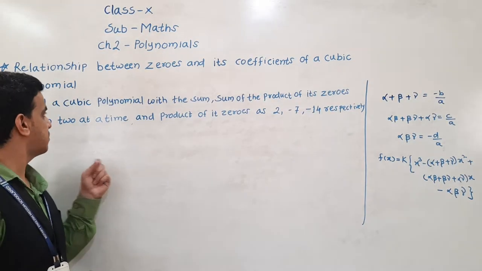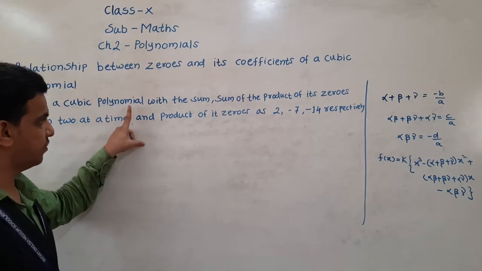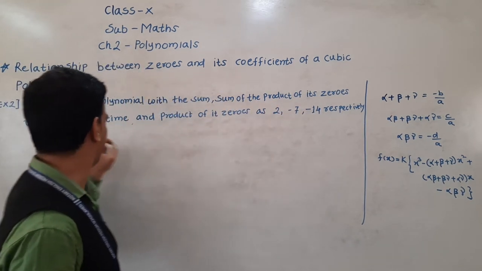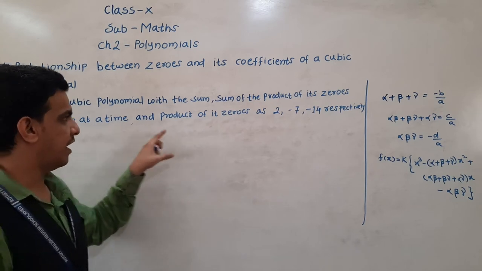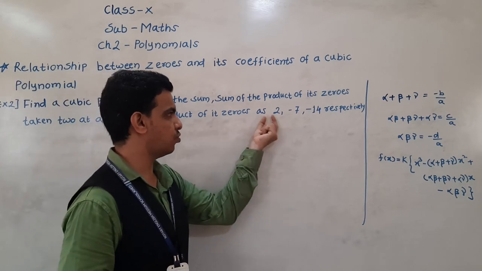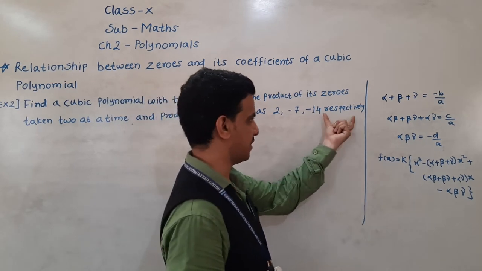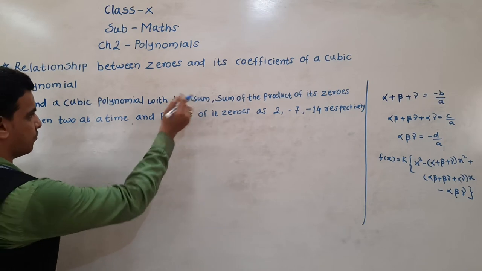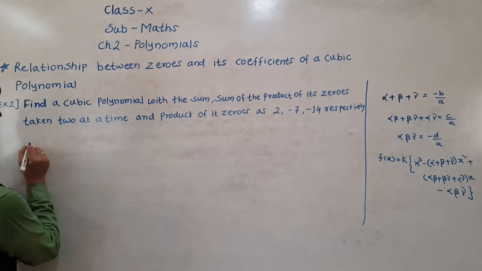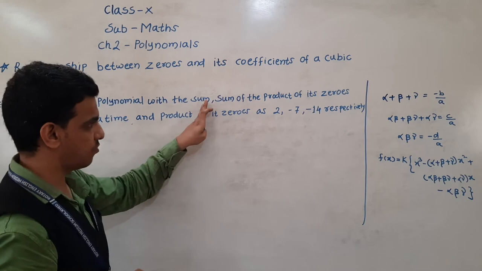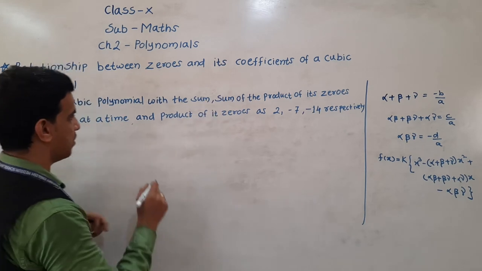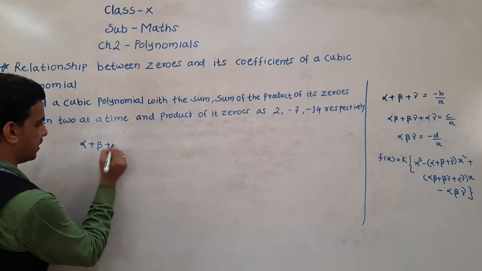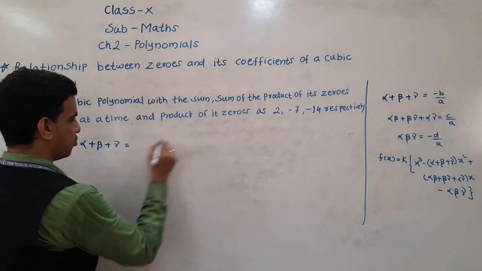The second example is: find a cubic polynomial with the sum, the sum of the product of its zeros taken 2 at a time, and the product of its zeros as 2, minus 7 and minus 14 respectively. So first, what are the given quantities? The sum of the zeros is given. You have to find a cubic polynomial, and the sum of the zeros means there are 3 zeros, and the sum of the zeros is given. That is alpha plus beta plus gamma is 2.